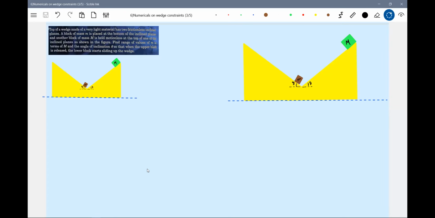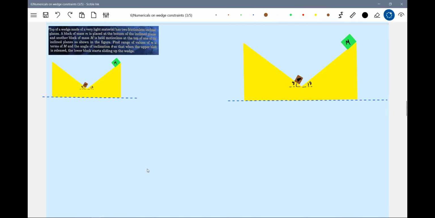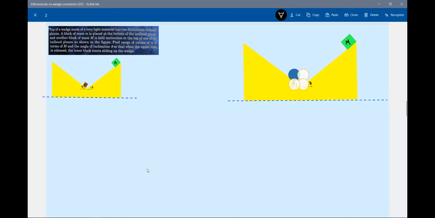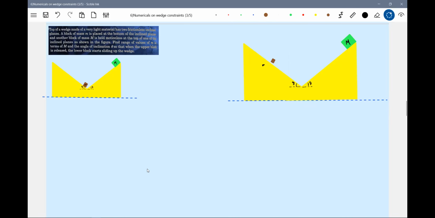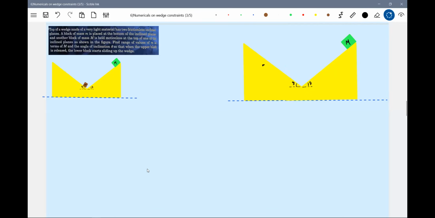Find the range of values of m in terms of capital M and the angle of inclination theta, so that when the upper block is released, the lower block starts sliding up the wedge. So at any cost, the lower block should slide up the wedge. For our diagram purpose, it's not that they go and collide. We will only shift this block. We can't shift. I'll bring another one.